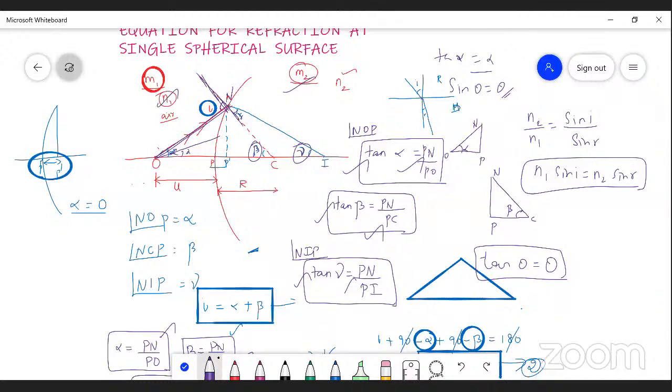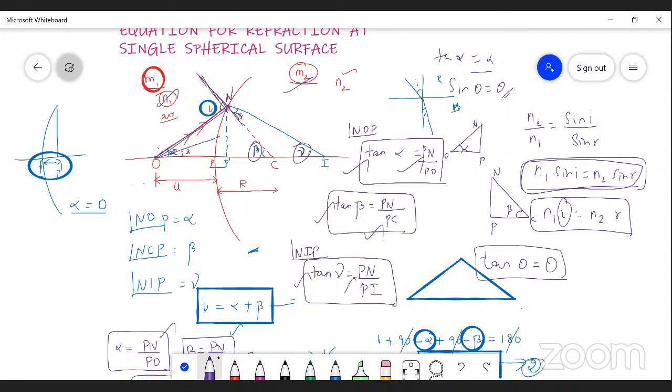Another condition is that the incident light must be monochromatic. The second one is that the incident light is almost parallel to the principal axis. These are the two conditions of this equation. So the final equation, Snell's law basis: n1 sin i equals n2 sin r. So n1 i is equal to n2 r. This is the basic information.